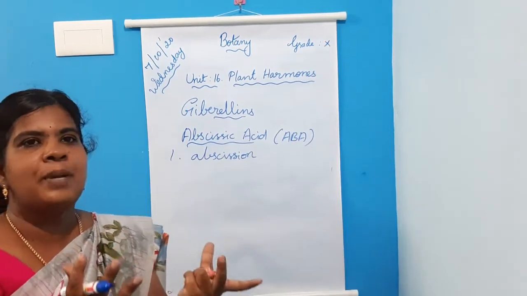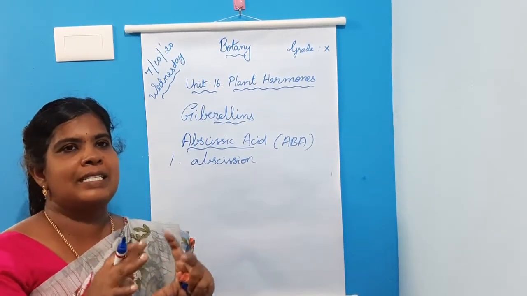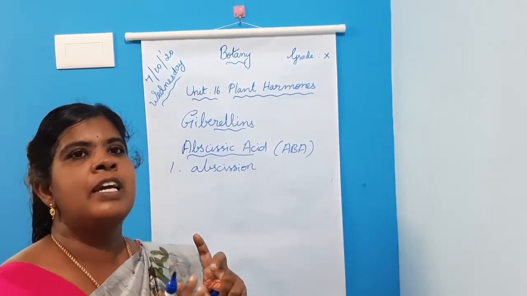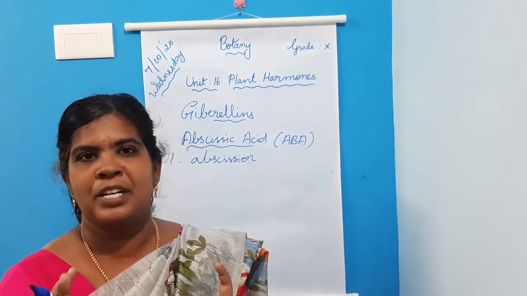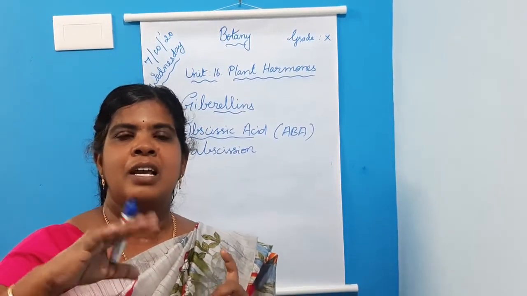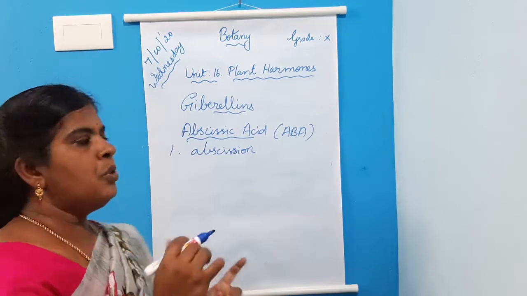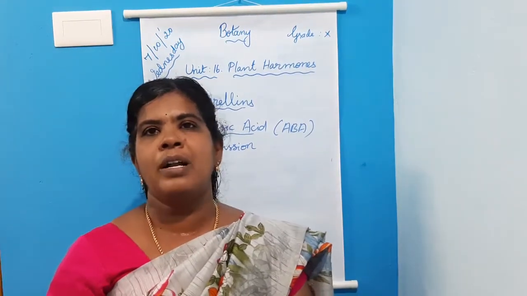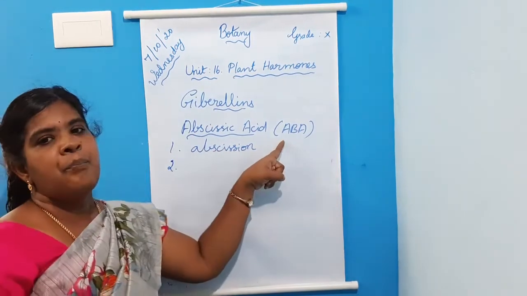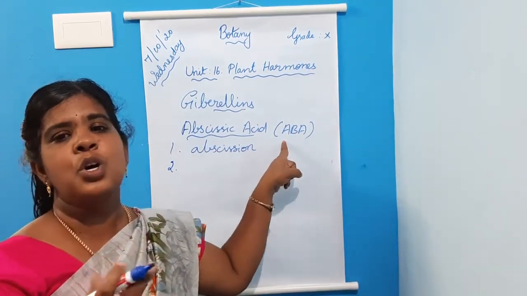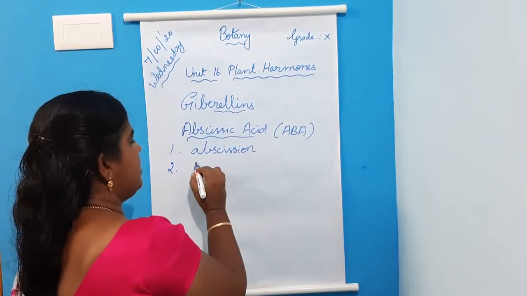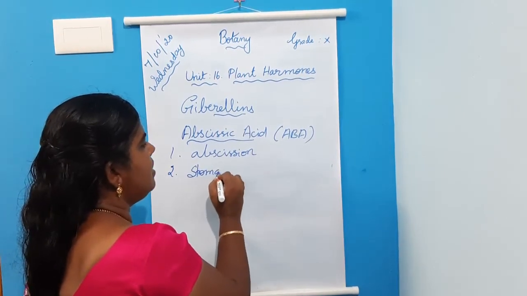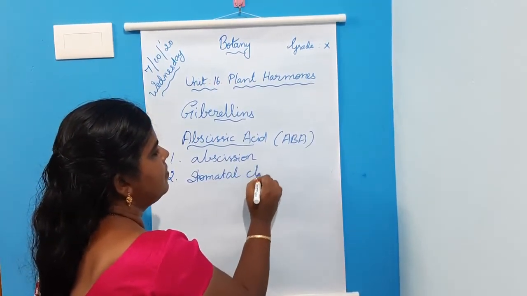Do you know what are stomata? Minute pores which are present on the lower surface of the leaf. It is responsible for transpiration, isn't it? What is transpiration? Loss of water. During water stress, this abscisic acid induces the stomata to close. So it is responsible for stomatal closure.